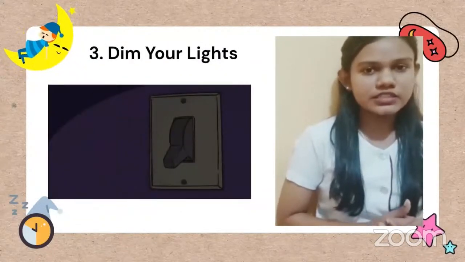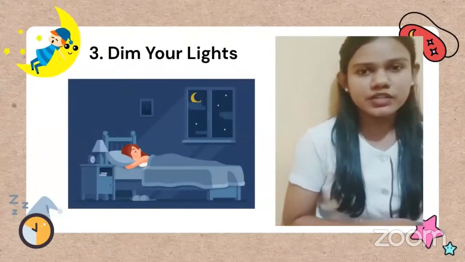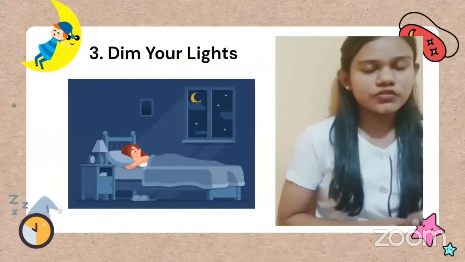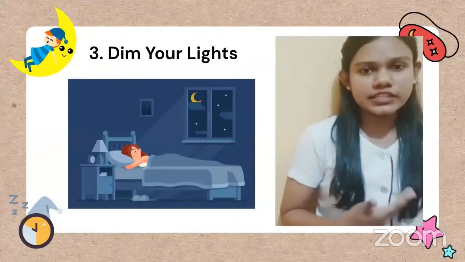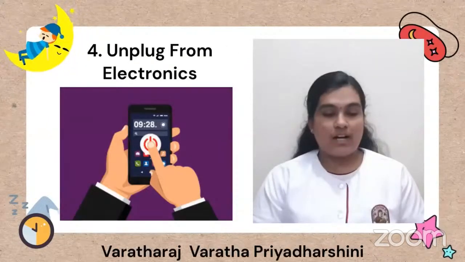The third thing you can do is dim your lights. Of course, if you want to sleep, you should stay away from bright light because light can hinder the production of melatonin, the hormone which will facilitate your sleep.